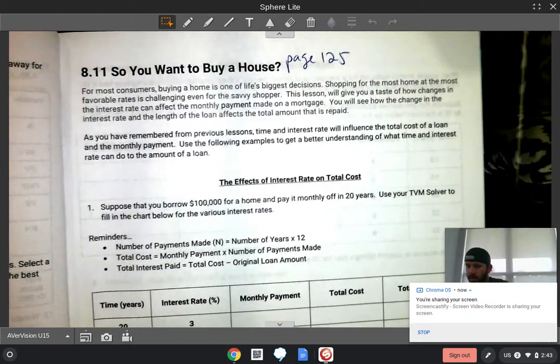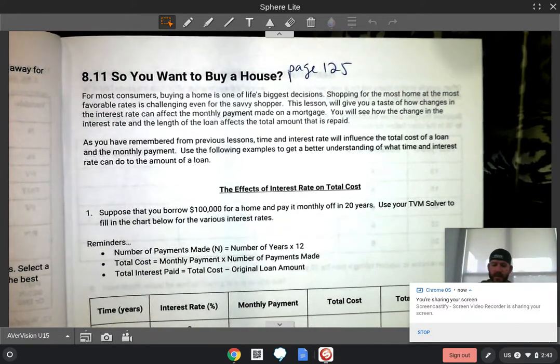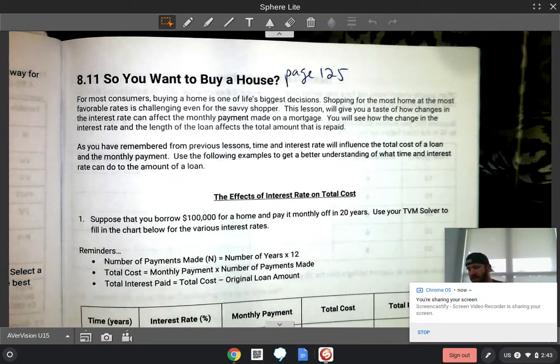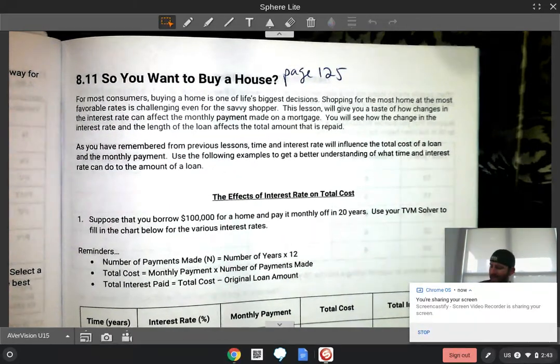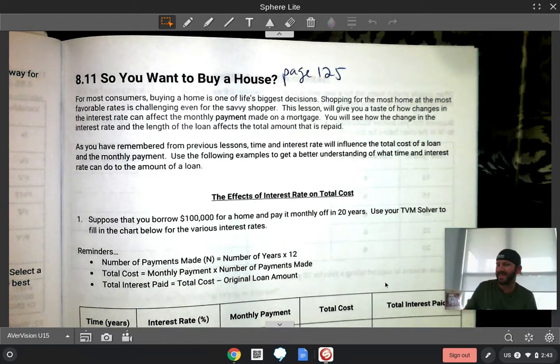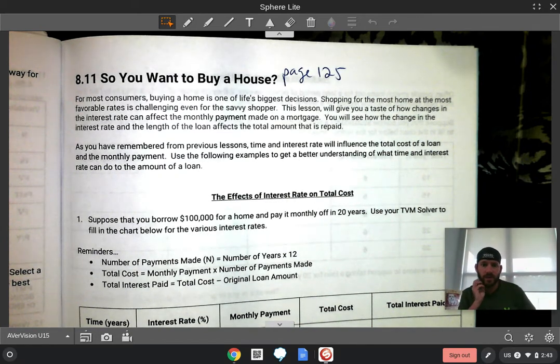Hello. We are on page 125, buying a house. We bought a car last time. Now we're going to buy a house. We're actually going to analyze the changing interest rates over time, and then the length of the loan over time as well in this video.